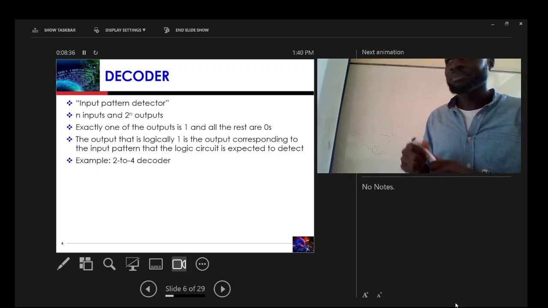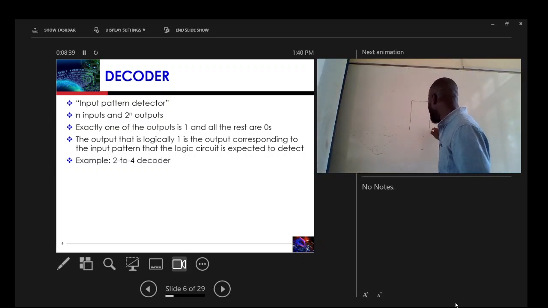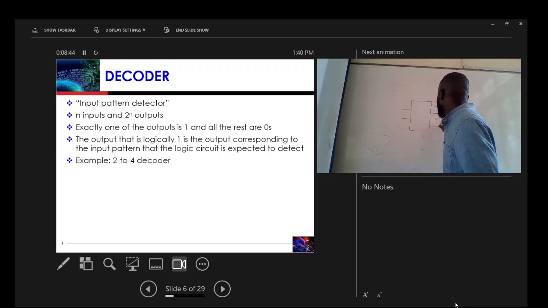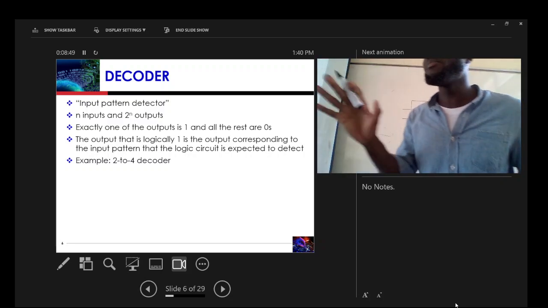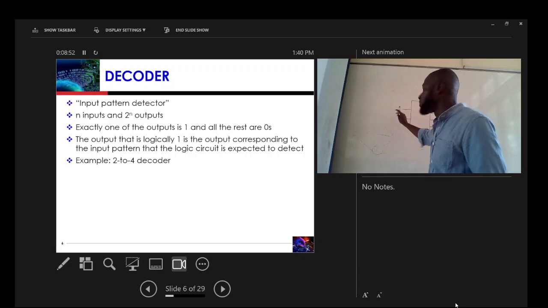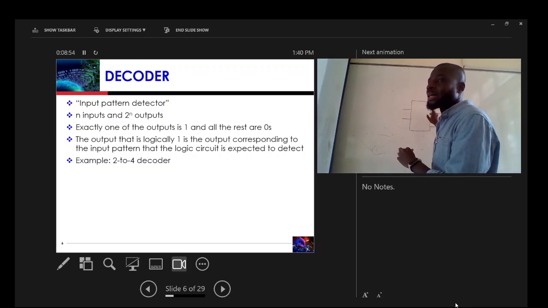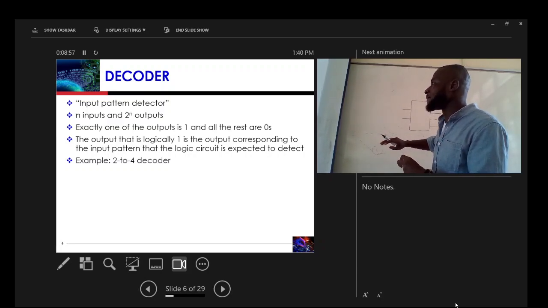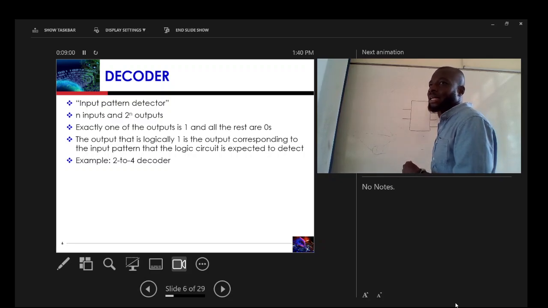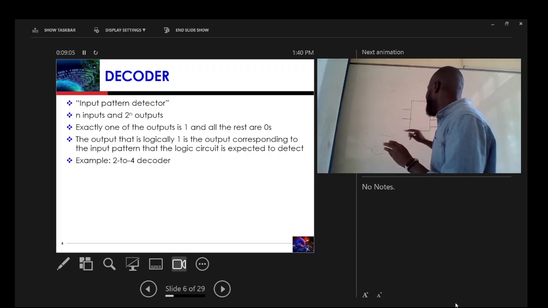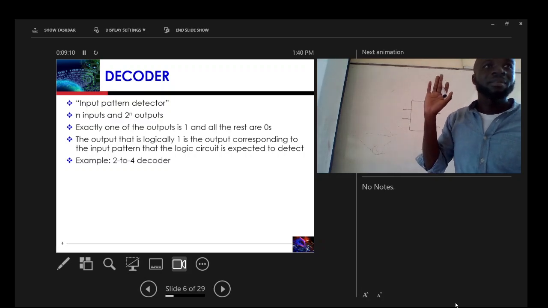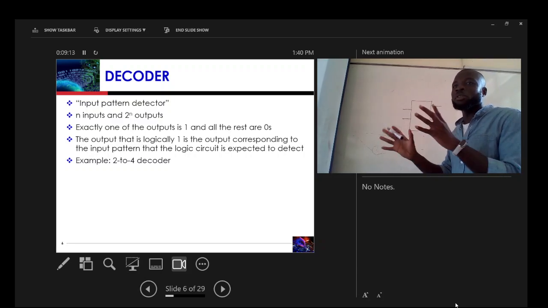Okay, so basically, this is how a decoder looks like. You have your inputs here, then you have outputs. So input is here, output is here. Now the decoder is an input pattern selector. You put an input here and then you get an output. You can use your input to know how many outputs there are, or use your output to know how many inputs there are. What it does is that the input selects one line here to be active. So it's an input pattern.